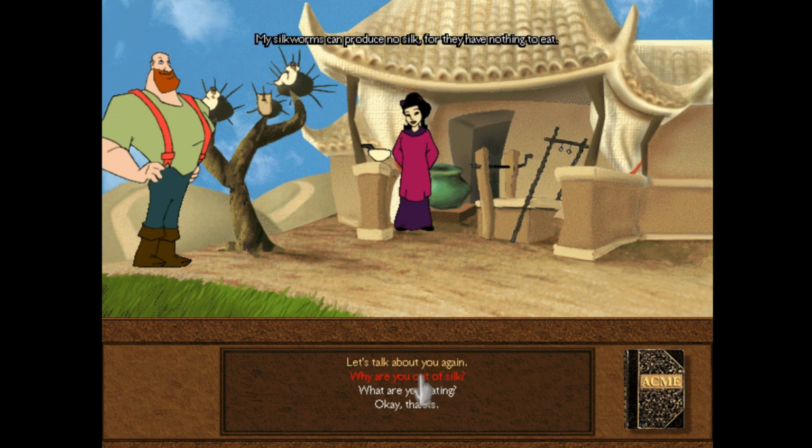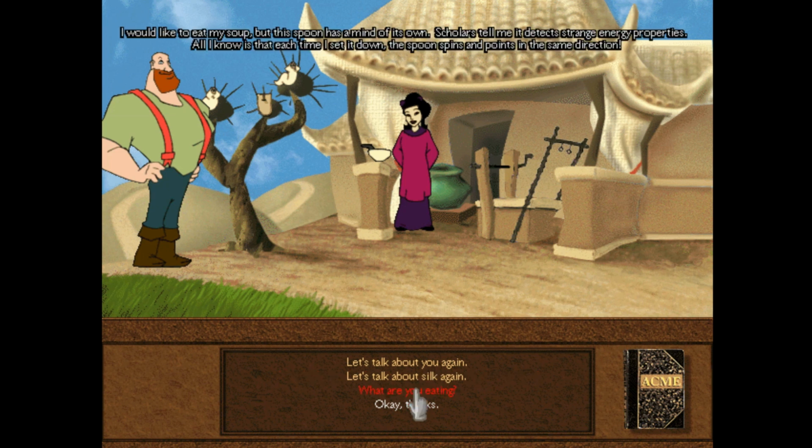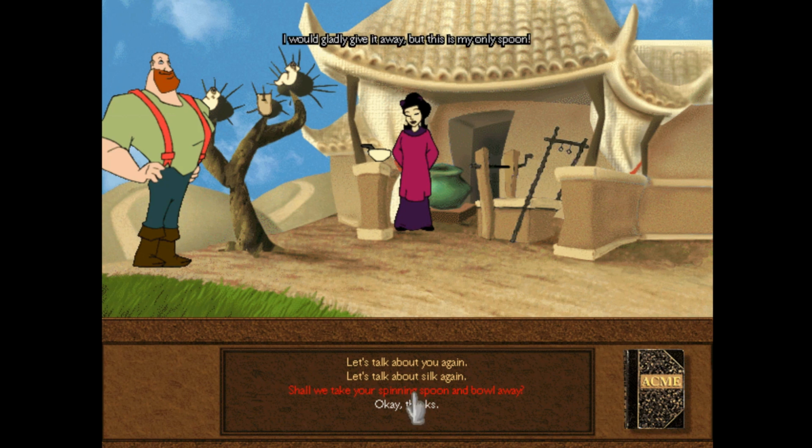My silkworms can produce no silk, for they have nothing to eat. Silkworms are finicky eaters and will feast only on the leaves of the mulberry tree. My mulberry tree is all out of leaves. My poor worms are starving. I would like to eat my soup, but this spoon has a mind of its own. Scholars tell me it detects strange energy properties. All I know is that each time I set it down, the spoon spins and points in the same direction. I would gladly give it away, but this is my only spoon.